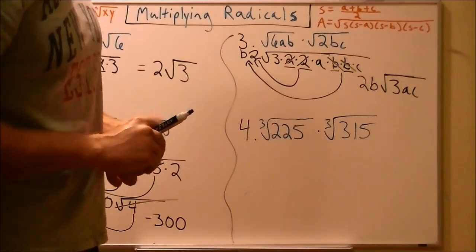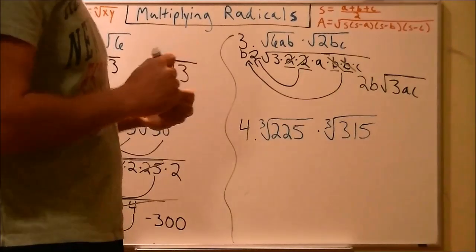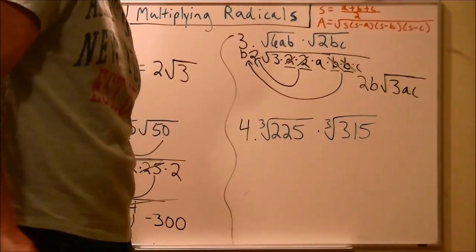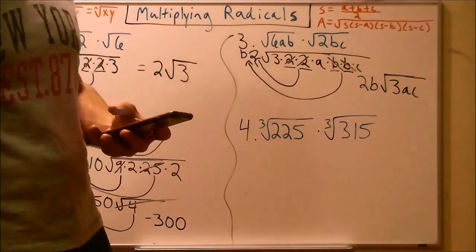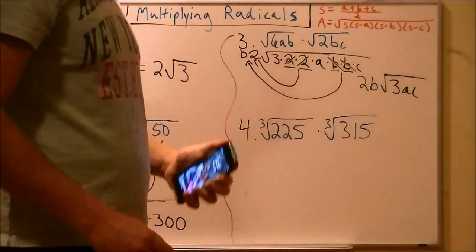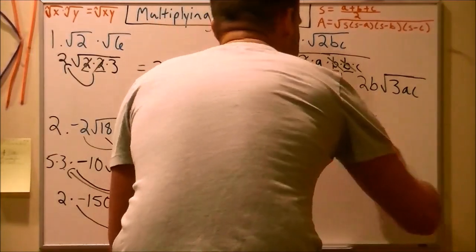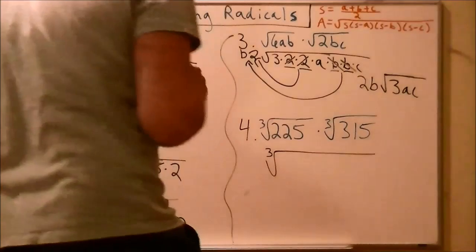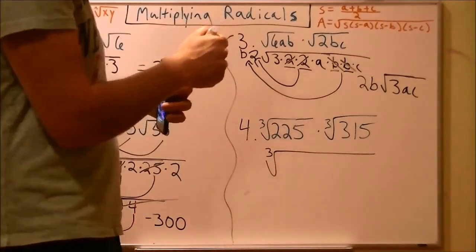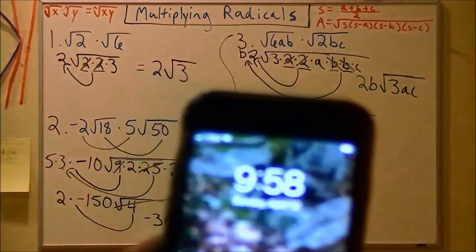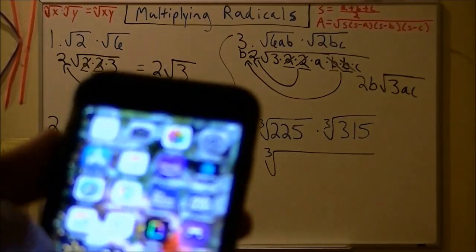Okay, so for number 4, cube root of 225 times the cube root of 315. Pretty good sized numbers. I'm going to put all of these under a big, happy, marital cube, not square, but cube root umbrella. But I'm going to use my calculator to help me break some of these down. So here we go. You ready to rock and roll, guys and gals?